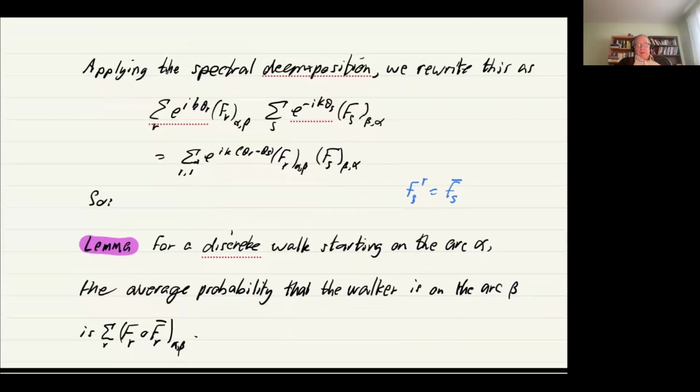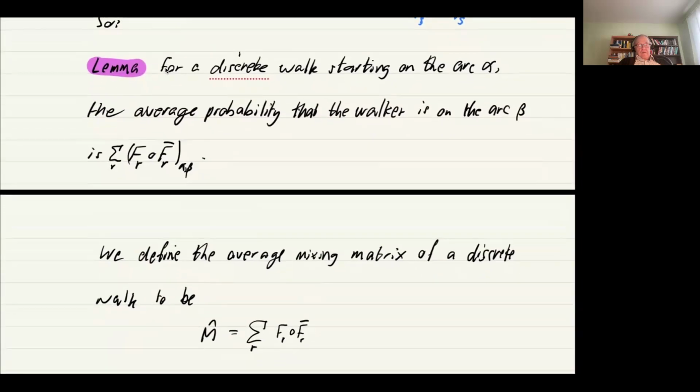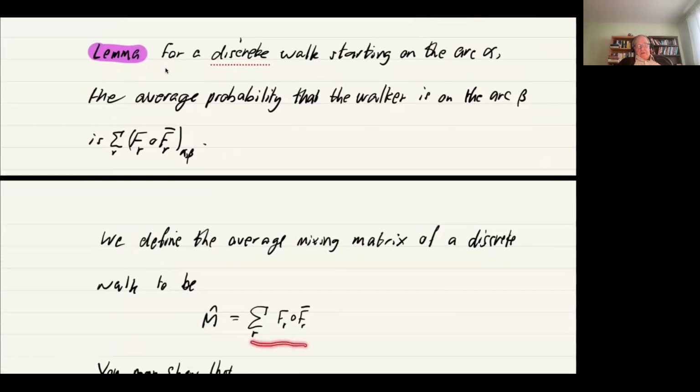And so the conclusion is, for discrete walks starting on the arc alpha, the average probability, I've probably got the alpha and beta in the wrong place here, the average probability of the walker being on the arc beta is given by this. And so we can define the average mixing matrix of a discrete walk to be this. So that is like the formula we got in the continuous case, but we've got this complex conjugate hiding there, or transpose.